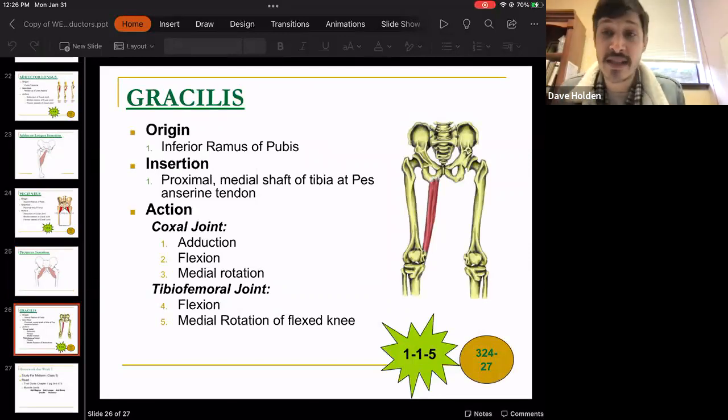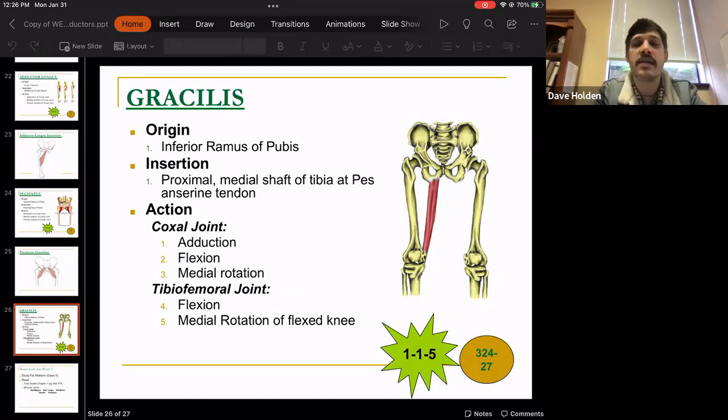And lastly, we have gracilis. Gracilis, the fifth adductor muscle, also has a claim to fame. It is the most medial muscle of the thigh, the most medial. If you imagine your thigh, like you look down at your thigh, you cut it off like a tree, and then kind of imagine a clock face over the top of it.